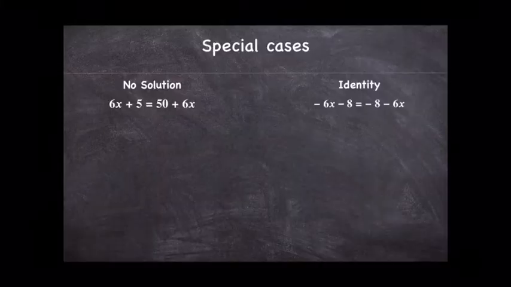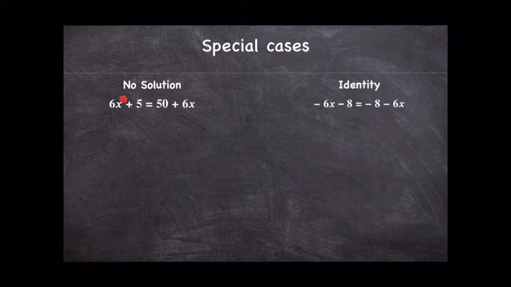Okay, so we're going to focus on solving special cases today. We know that there are two special cases that we know of. We have variables on both sides, and that'll be no solution and identity. No solution means that there's not a number that if we plug it here and here will give us this side equal to that side, so there's no solution.